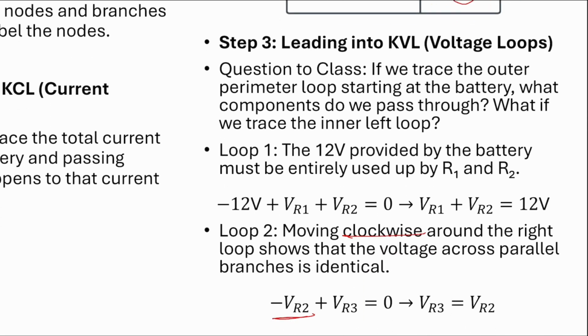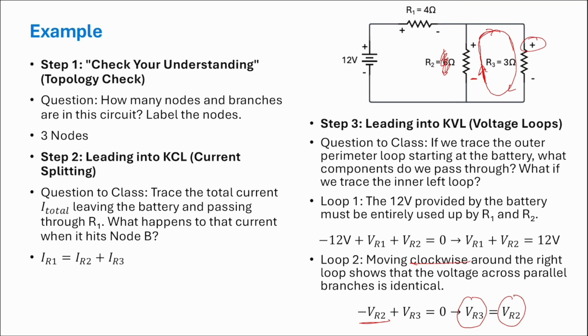Therefore, we say negative VR2 equals positive VR3. What I mean is the potential across R3 equals the potential across R2, and it is really what we should know already.